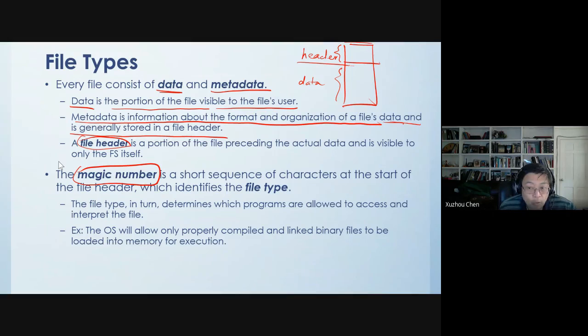But normally the users don't see this magical number. It's actually only visible to the file system. So the file type in turn determines which programs are allowed to access and interpret the file.